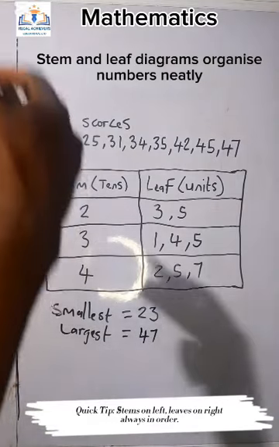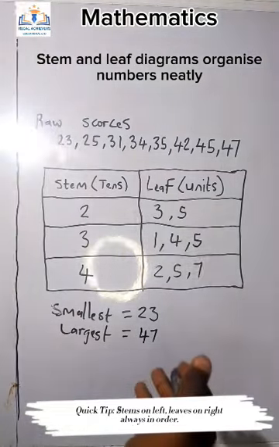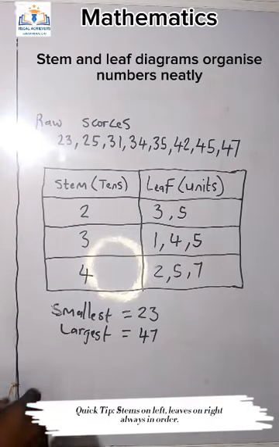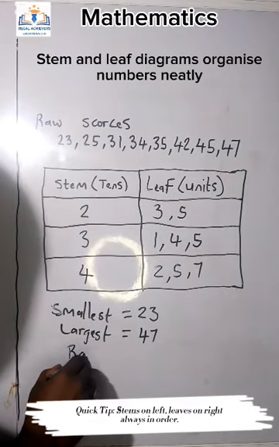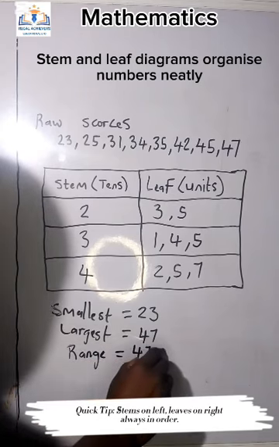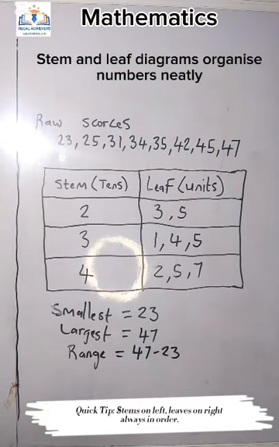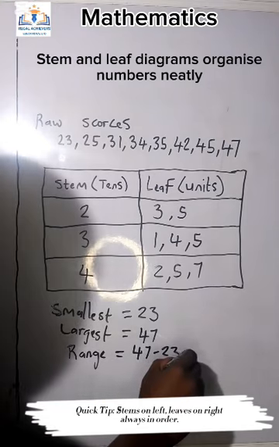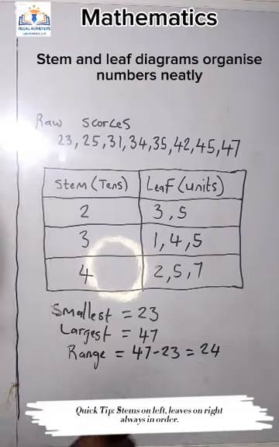Range is the difference between the largest number and the smallest number. So our range equals 47 minus 23. Okay, 47 minus 23 equals 24.